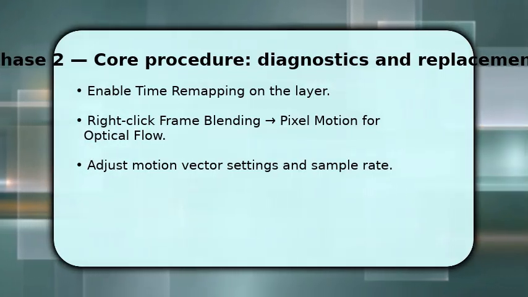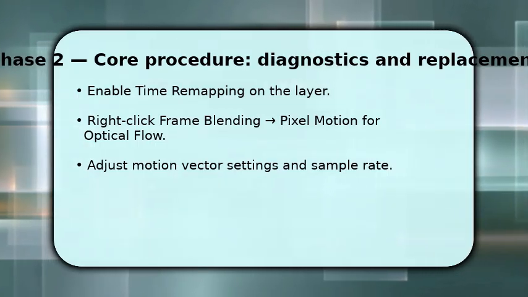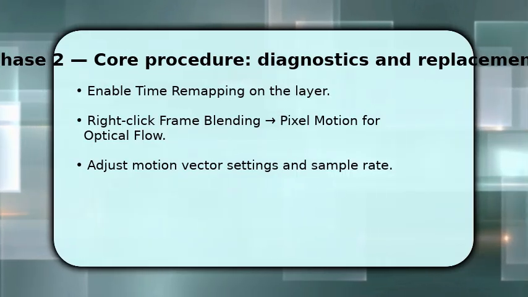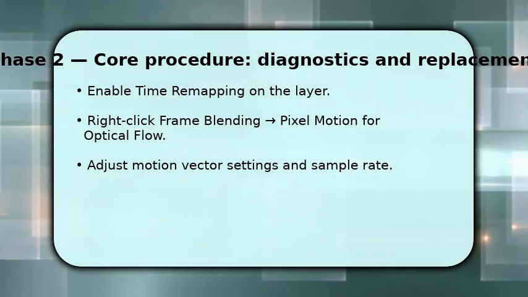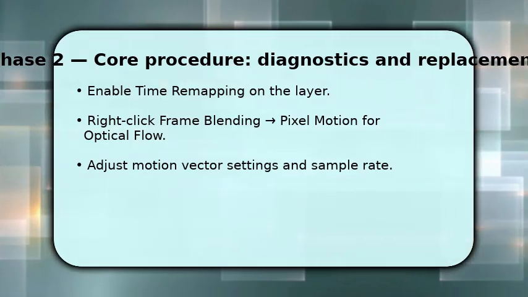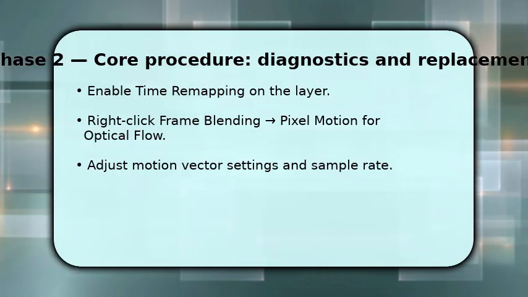Once those are set, enable pixel motion frame blending to invoke optical flow that generates in between pixels for smooth action. Then, increase the motion vector accuracy and sampling if artifacts appear. This trades render time for quality. Also, ease keyframes and use frame interpolation curves so motion feels natural.